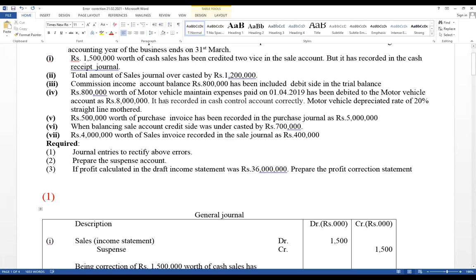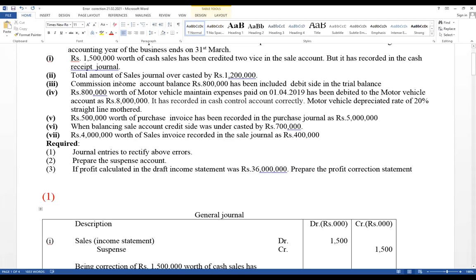It has been recorded correctly in the cash control account, and the depreciation rate has also been given. The maintenance expense was paid at the beginning of the year, but it has been recorded as a motor vehicle. Therefore, you have to consider the depreciation effect also. Those are called principal errors, but the amount is also not correct. Therefore, it affects the suspense account also. An expense has been recorded as an asset.